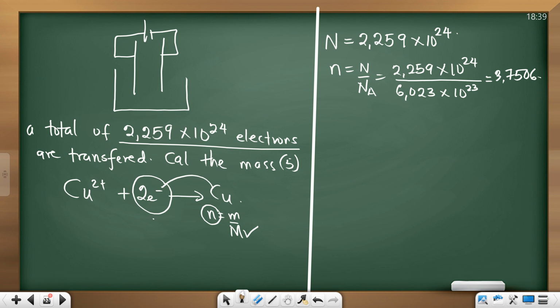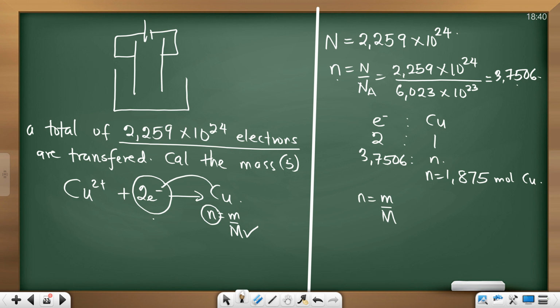What do we know? Can I use the mole ratio now? What do I know? Electrons and copper. How many moles of electrons? 2. I know the number of moles of the electrons. Multiply and divide. So what is n? 8. Number of moles of which compound now? Can you see the way I write my own things? I'm writing it under copper. So this is the number of moles of what? n equals mass over molar mass. 1.